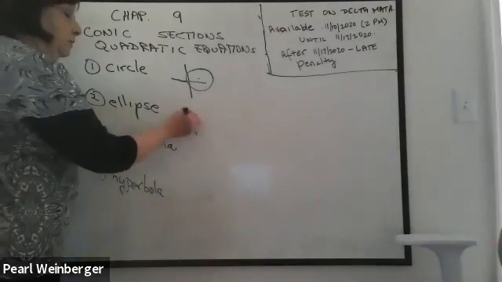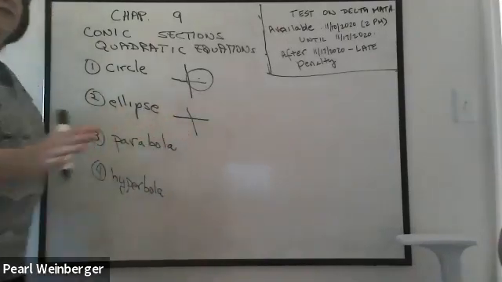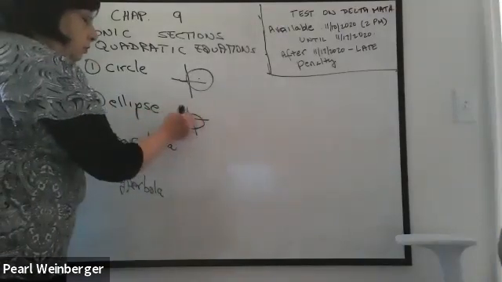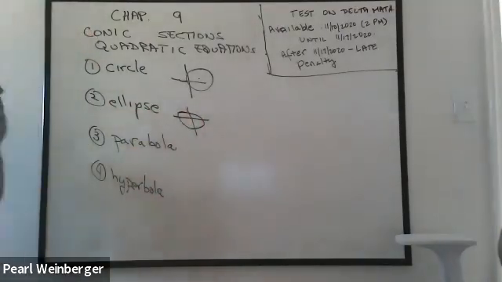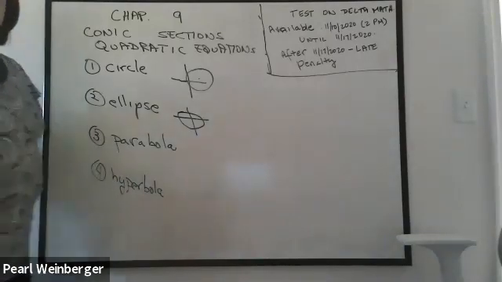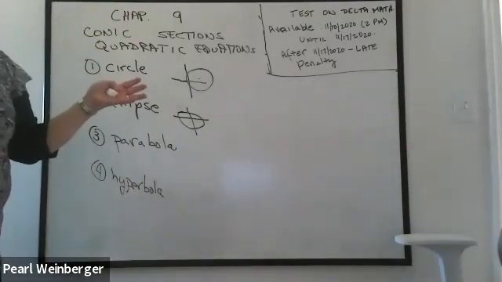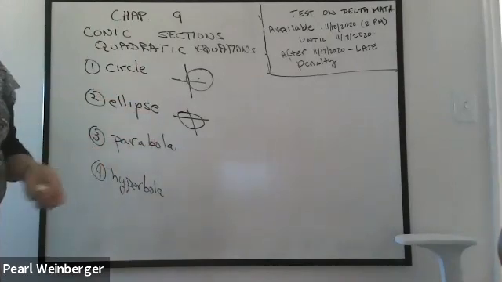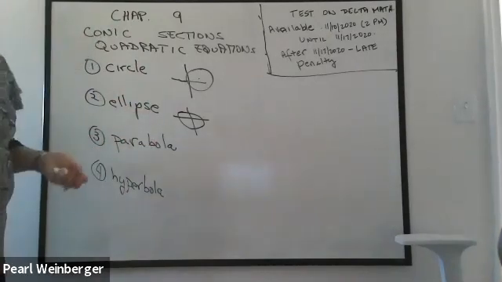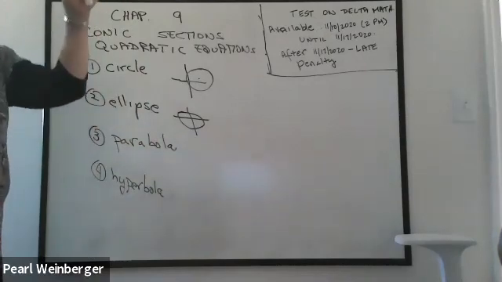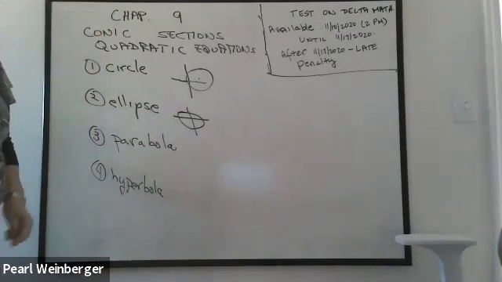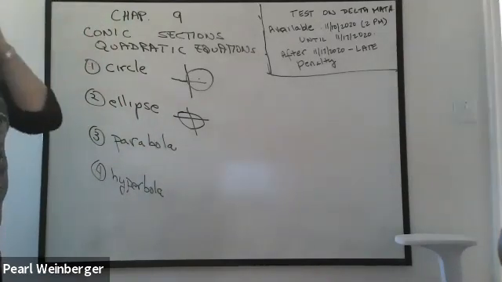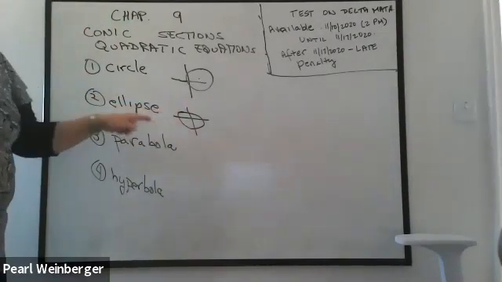An ellipse is like a flattened out circle. Sometimes we call it an oval. Something like this. I know that's not a very good picture, but if you think about the planet Earth, planet Earth isn't a perfect circle, it happens to be sort of flattened out at the North and South Pole so that you get something called an ellipse.